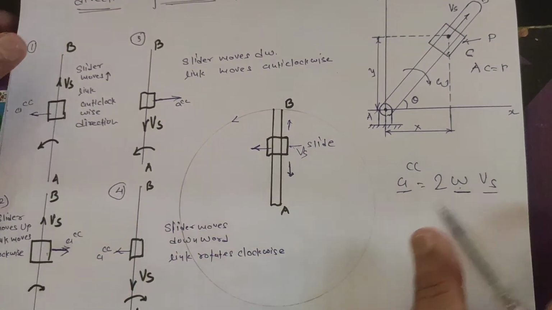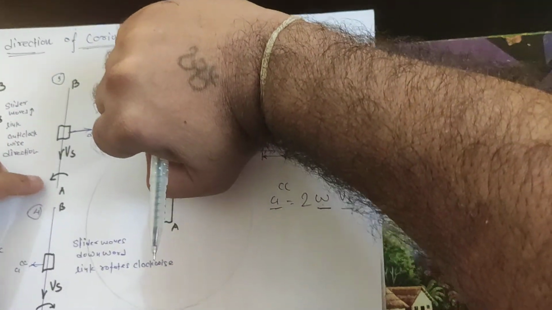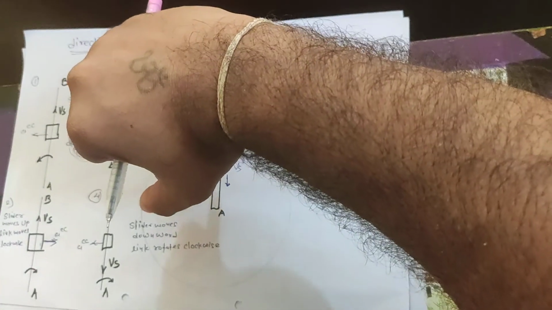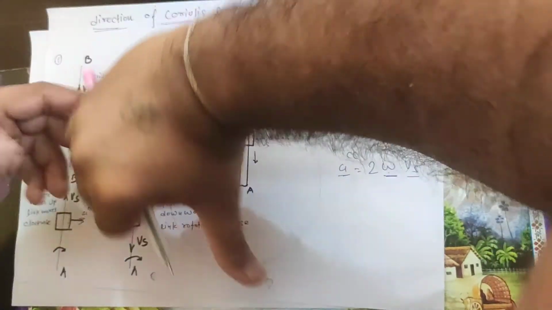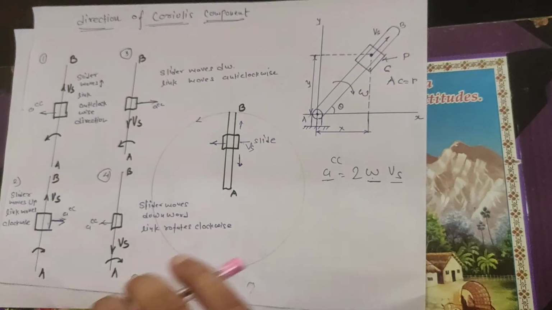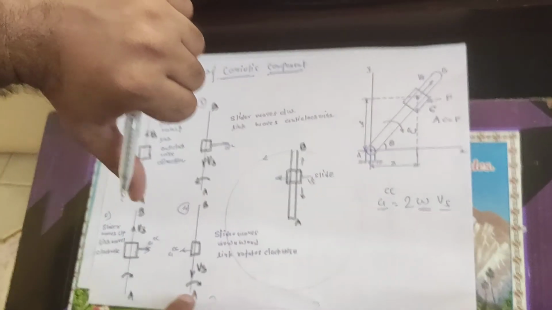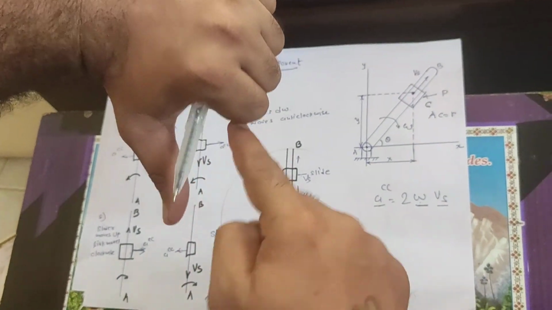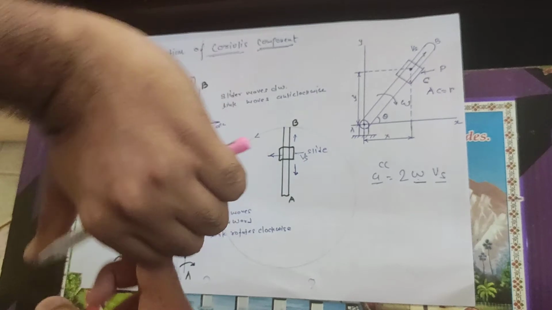Once again, in this case the link moves anti-clockwise, and this is our link. When it is anti-clockwise and the slider moves down, the direction is given this way. So this is the perpendicular direction. Once again, the case when the link rotates in a clockwise direction and the slider moves downward: it moves in this direction, and this indicates the direction of the acceleration component in this way.